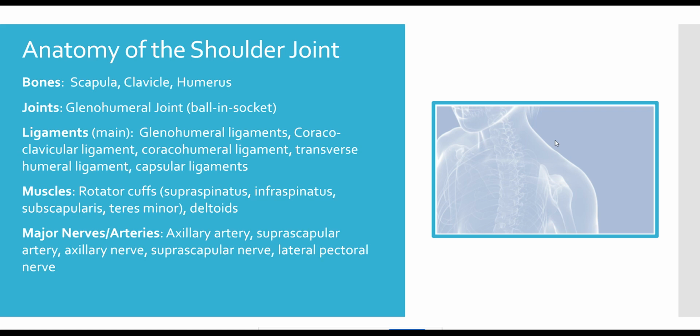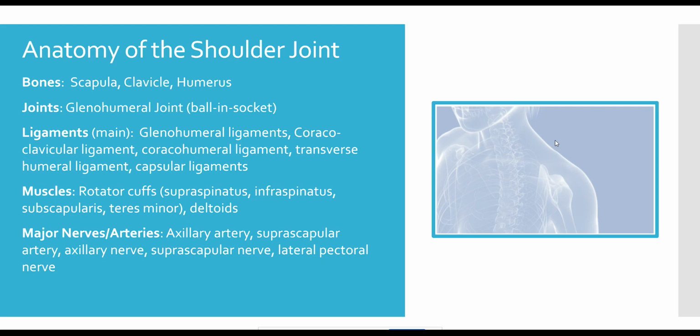The main ligaments of the shoulder joint are the glenohumeral ligaments, the coracoclavicular ligament, the coracohumeral ligament, the transverse humeral ligament, and the capsular ligaments. The main muscles involved in the shoulder joint are the rotator cuffs. Looking at it closer, it's the supraspinatus, the infraspinatus, subscapularis and teres minor, and the deltoids.